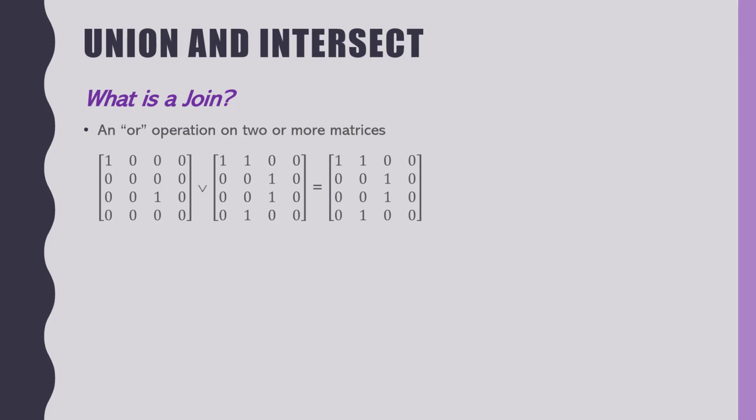And remember, the idea is we OR this with that to give us that. This with that to give us that, and so on down the line, right? That's the basic idea. What's a meet? It's an AND operation on two or more matrices, right?